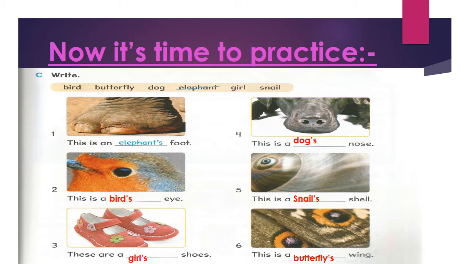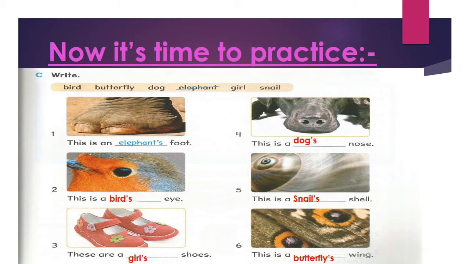Number 2. This is an eye. What can you see here? I can see a bird's eye. So I will put the word bird apostrophe s to show that the eye belongs to the bird. Bird's eye. Number 3. These are shoes. What can you see? You can see girl's shoes. So I will write the word girl apostrophe s to show that the shoes belong to the girl.